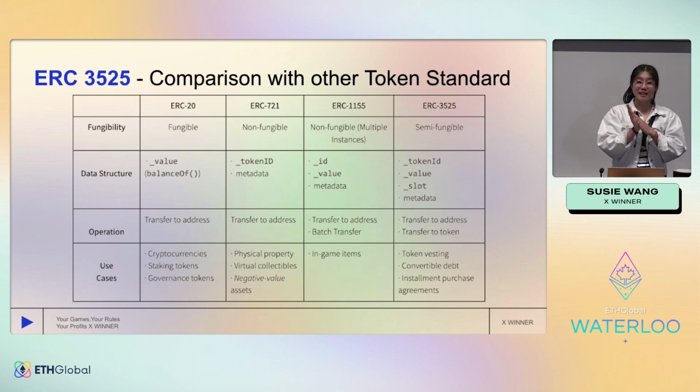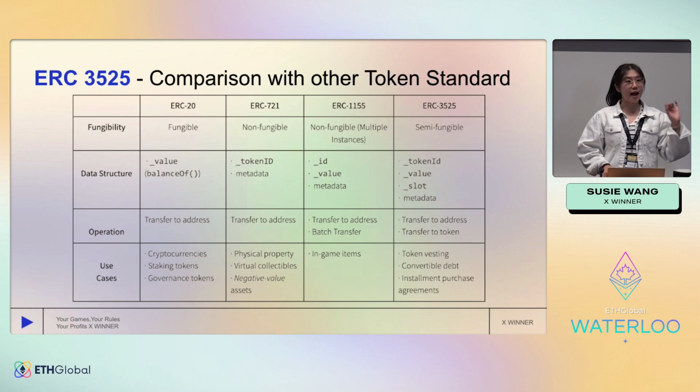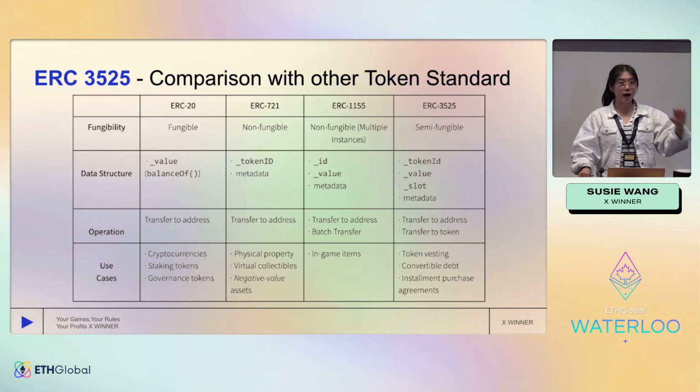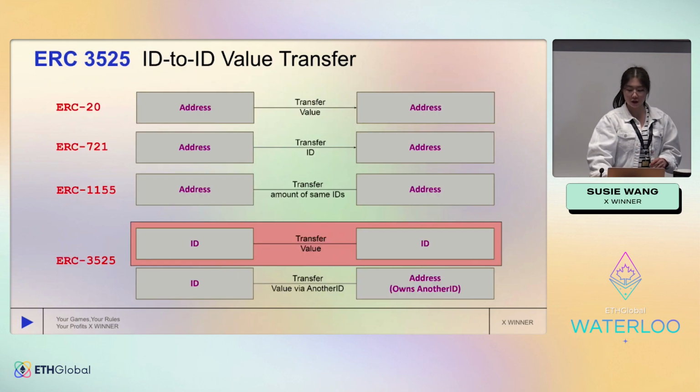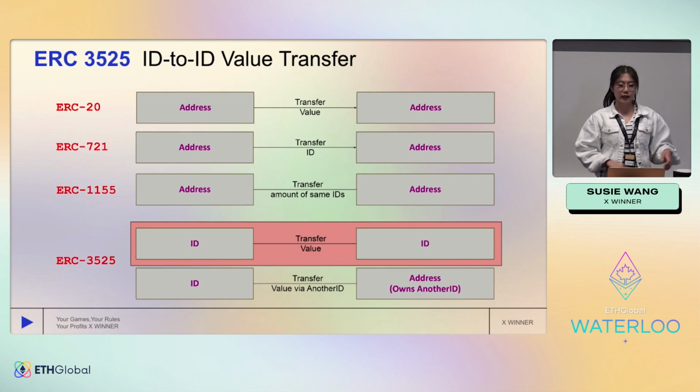And some data structures, finally some tag information. So ERC20 is having the value. ERC721 is having the token ID, or what we call ID. ERC1155 is ID, value, metadata underneath. And 3525 is also adding a slot where you can maybe add different slots into that token and ID. And 1155 also has batch transfer, and 3525 has transfer to token, which is also illustrated here. You can see that ID to ID, token to token transfer.